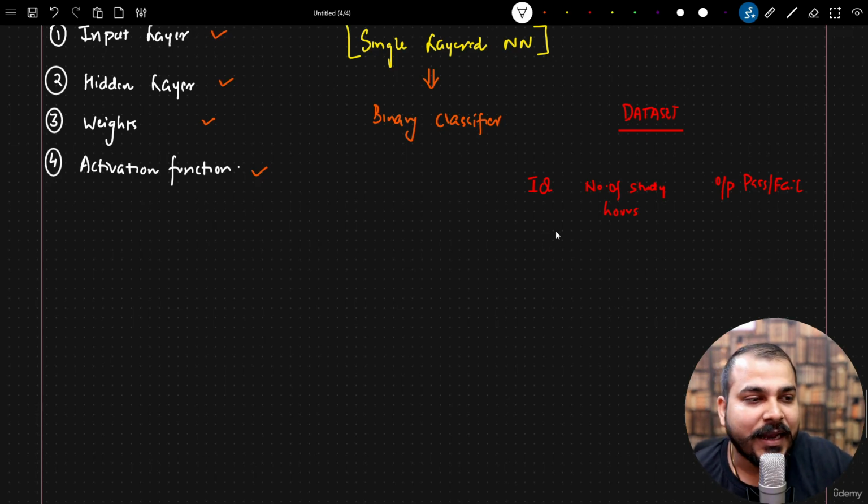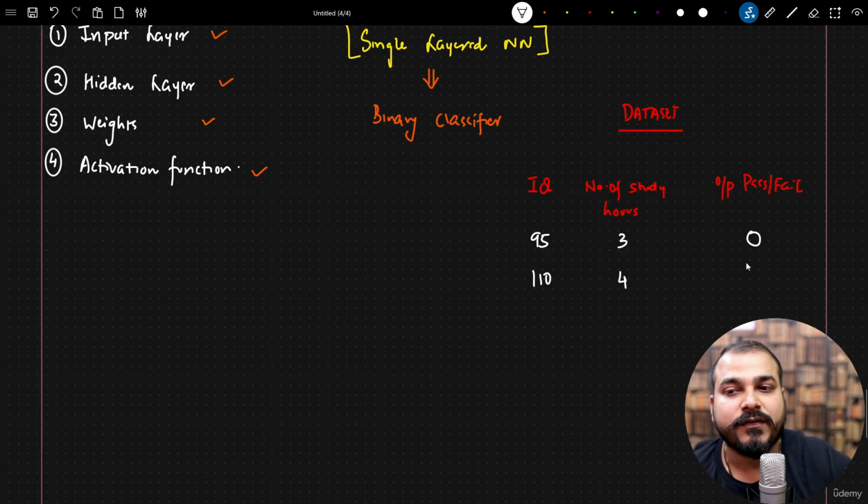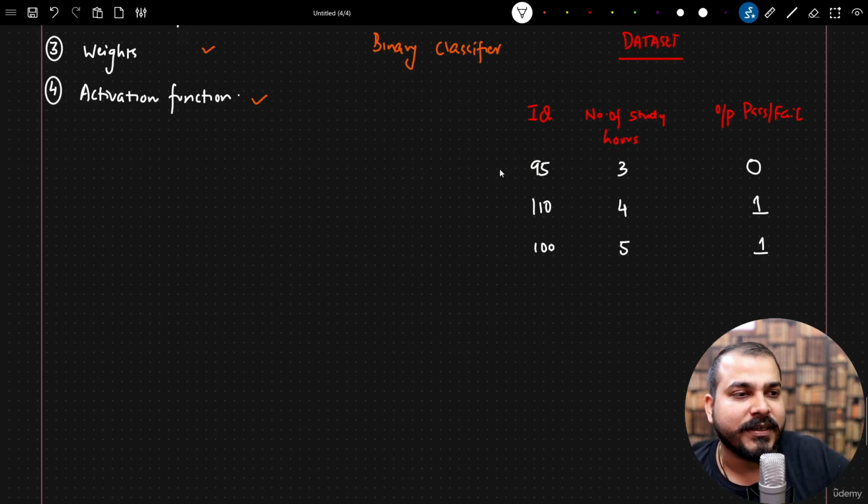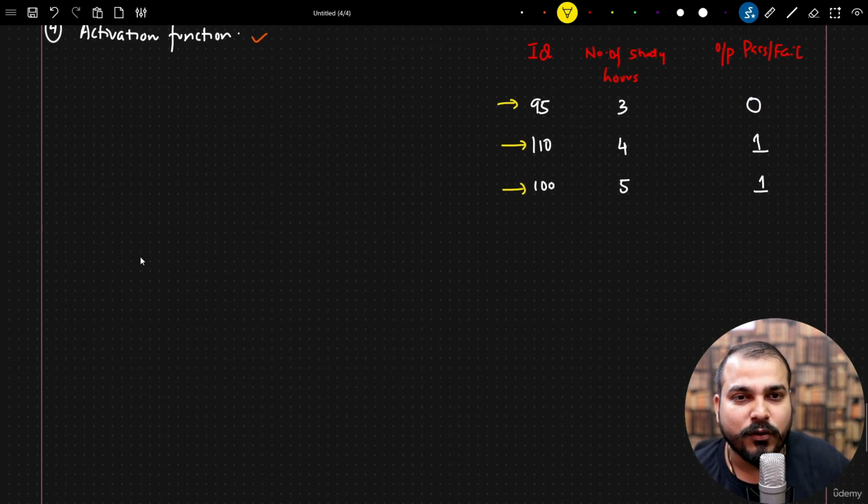Let's say in my data set, the IQ is 95, the study hours is 3, and the person is going to fail. If the IQ is 110 and the study hours is 4, the person is going to pass. And if the IQ is 100 and the study hours is 5, the person is going to pass. So I have these 3 rows of data with me. Now how this data set will be taken into a Perceptron and how it will be trained is what I'm going to show you, and we are going to discuss all these things with respect to a Perceptron.